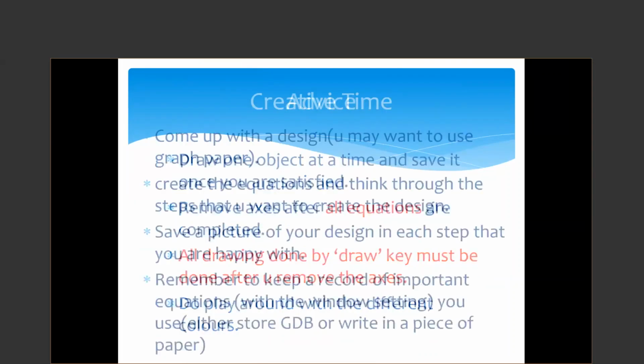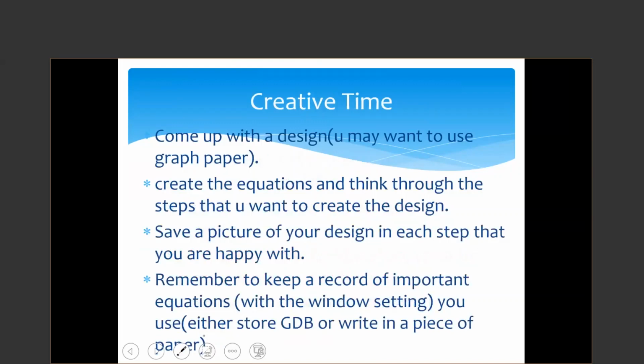Okay, creative time, come up with your own design. You may want to use graph paper to do some calculation. Create the equation that you think, and you must think through the steps that you want to design step by step. Save the picture in your design once you're happy with it. Remember to keep a record of important equations with the window setting that you use. You can either save it under the graph database, or you write it on a piece of paper.